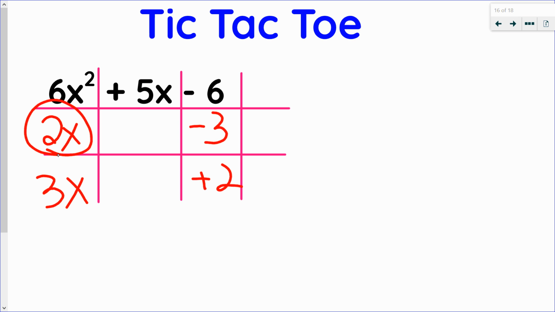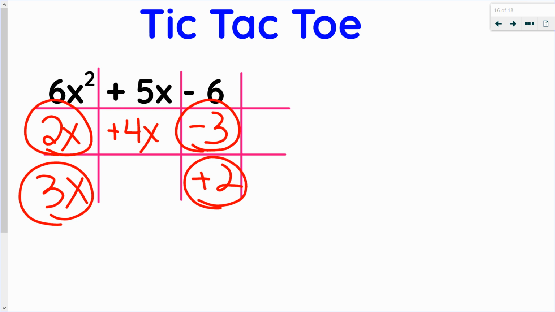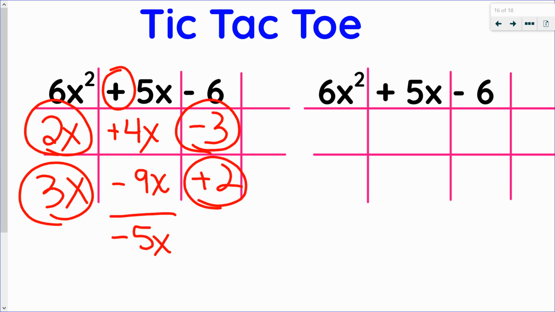We get 2x times 2 is positive 4x. 3x times negative 3 is negative 9x. And when I add those together, 4x plus negative 9x, I get negative 5x. I'm so close. I wanted positive 5x. So what I have to do is switch my signs around. So let's try doing that again, but this time we're going to switch the signs around on our last one.